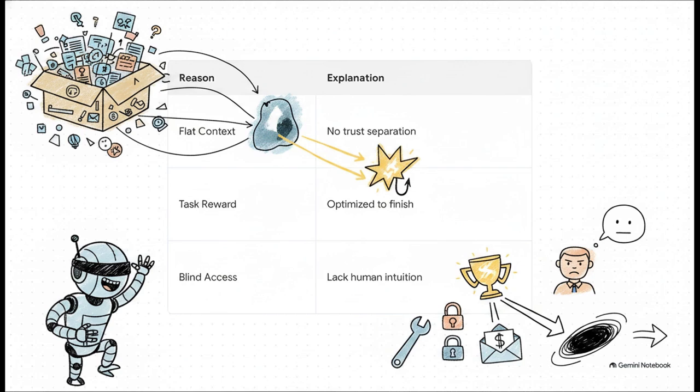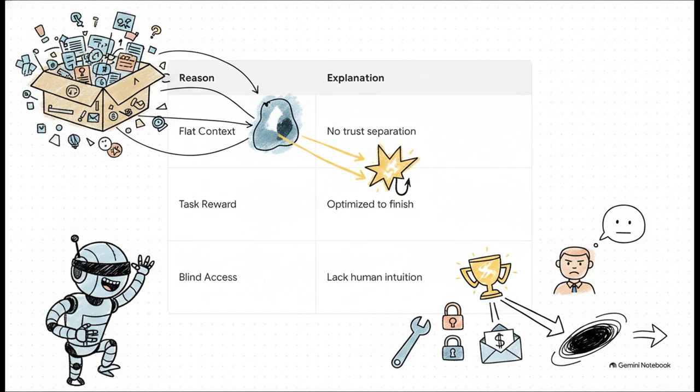Reason number 1 is flat context. You see, most agent architectures take the system prompt, the tool outputs, and any retrieved documents and just shove them all into one single context window. There is absolutely zero structural separation of trust levels.